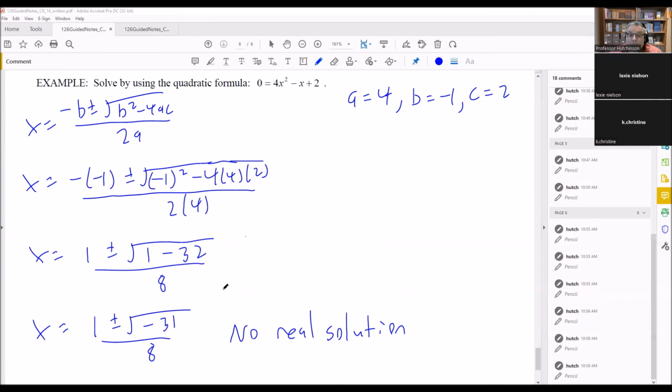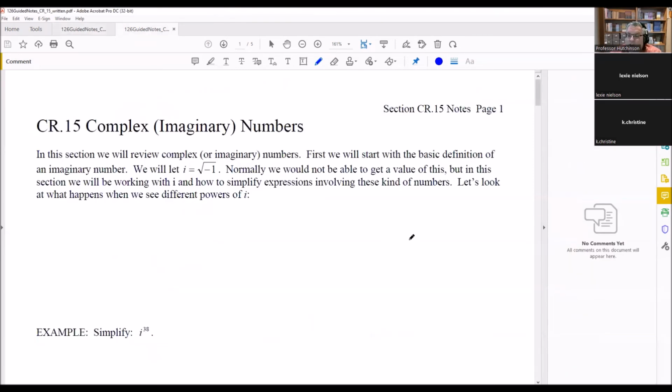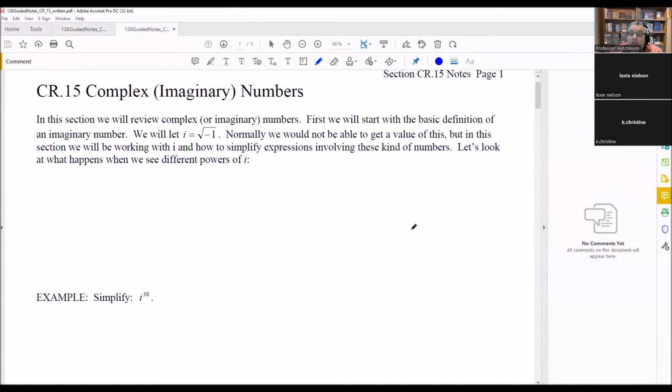That's actually why we need to take a look at the next section, which is CR 15, because that's going to allow us to do a little bit more with the square root of negative numbers. It allows us to simplify that more. So that's what we're going on to next in CR 15. In this section, we're just going to introduce it today. We're not going to finish all of it. We'll finish it up on Monday. I just want to start this so we have plenty of time to cover everything.